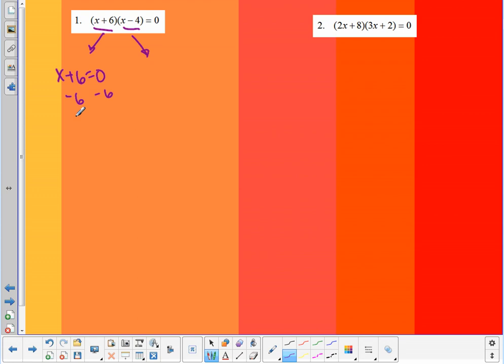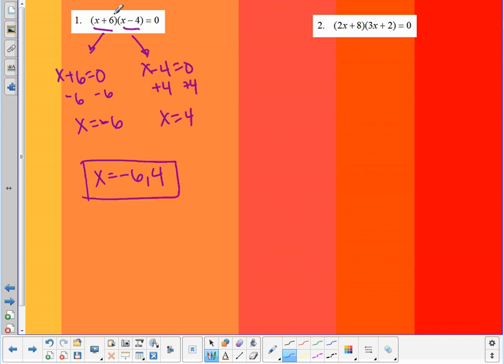So I'd have x plus 6 equals 0, subtract the 6 from both sides, and I'd get x equals negative 6. I'd also have x minus 4 equals 0, and I'd add 4 to both sides, and I get x equals 4. Those are the solutions to the equation that we had. So we've got a factored form, it's set equal to 0. I set each factor equal to 0 and solve them. So there are two solutions for this equation. Let's try it again in number 2.